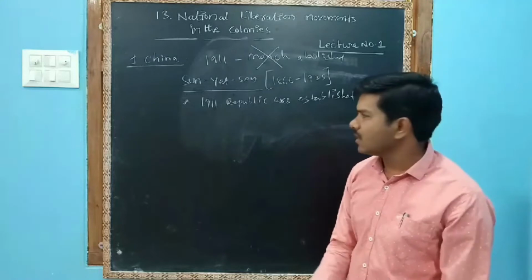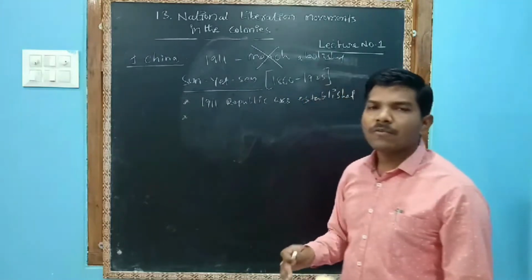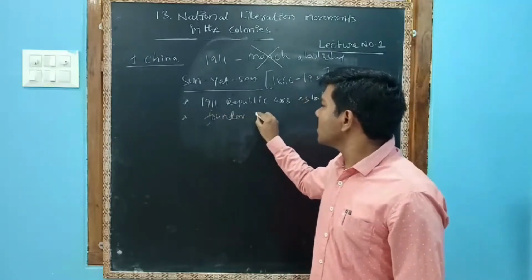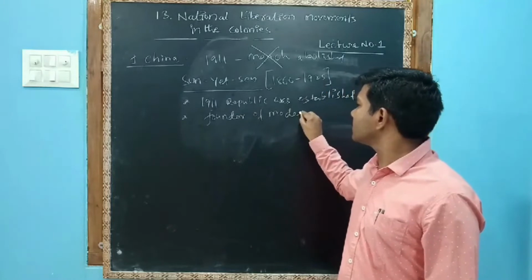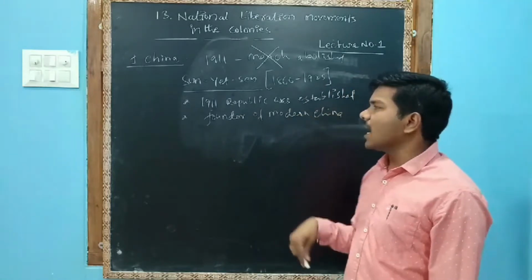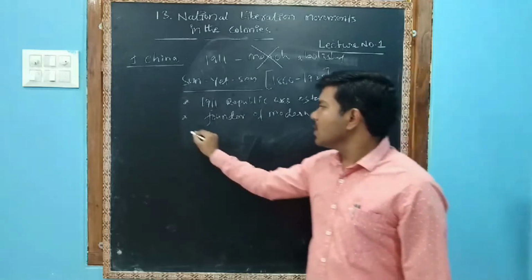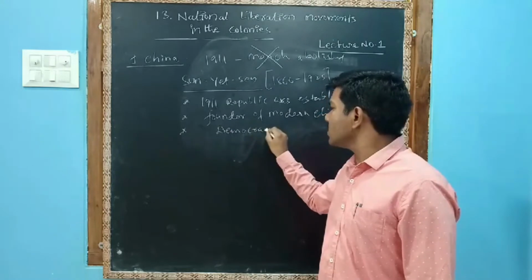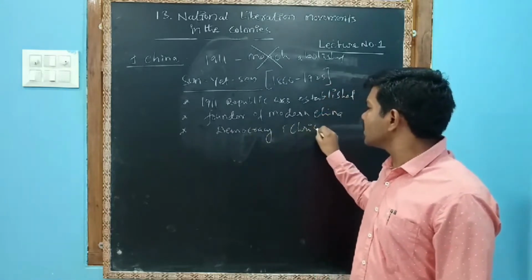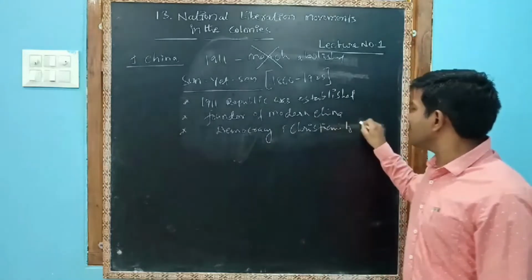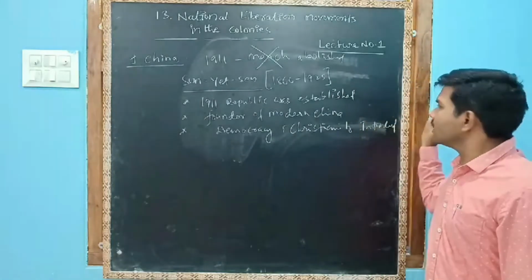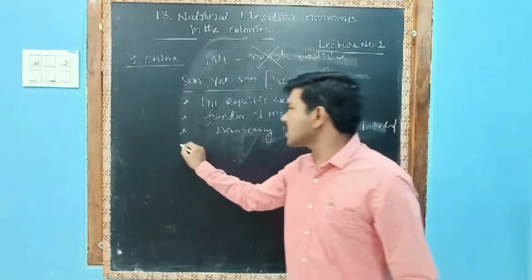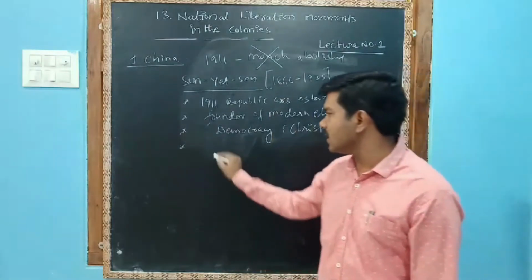Who was Sun Yat-sen? We can consider him the founder of modern China. He introduced democracy and Christianity. I repeat, democracy and Christianity were introduced by Sun Yat-sen. He studied medicine and also completed his medicine.